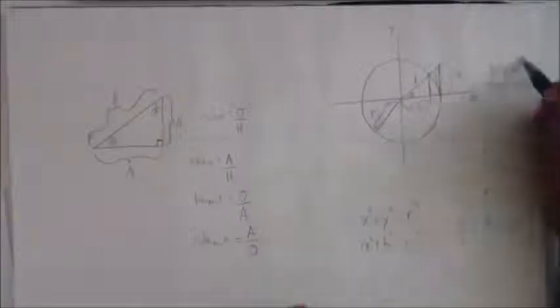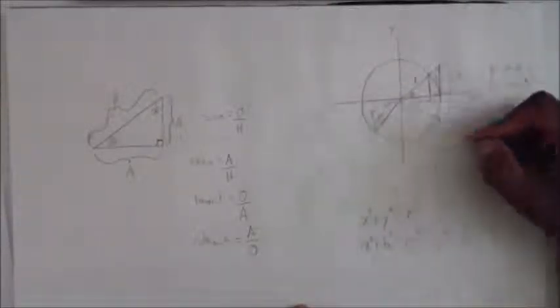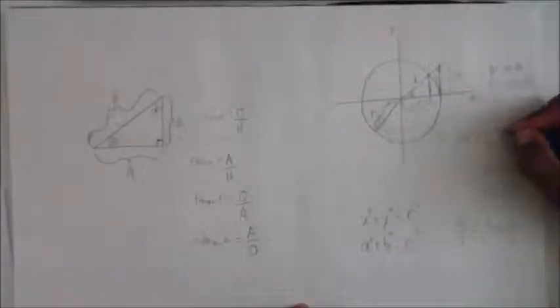It also means that by the Pythagorean theorem, in this case, sine squared theta plus cosine squared theta is equal to 1.